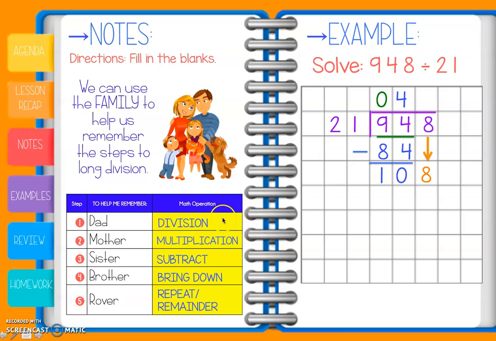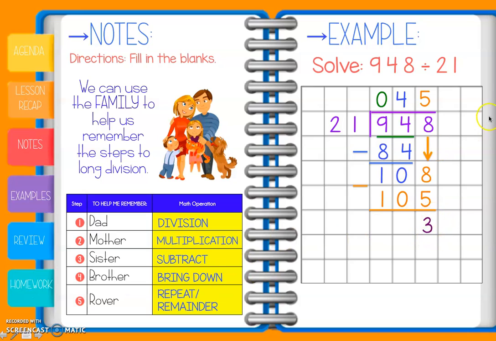We're going to go all the way back up to the top and start dividing again. 21 goes into 108 5 times. Now we're going to multiply. 5 times 21 gives us 105. Now we're going to subtract. 108 minus 105 gives us 3.